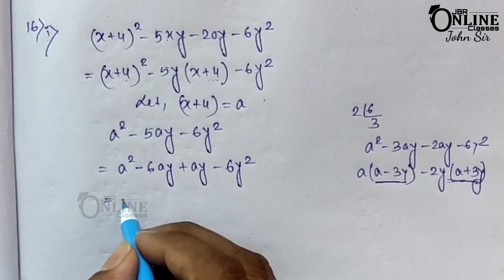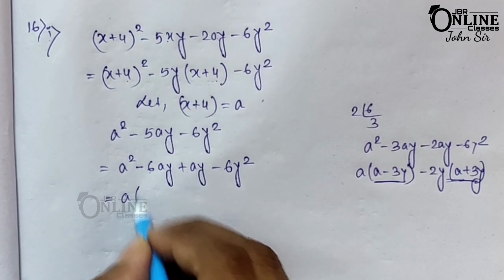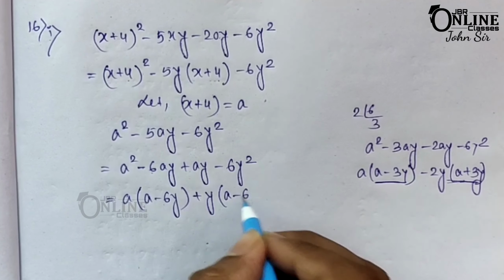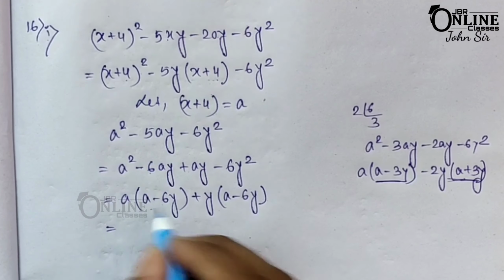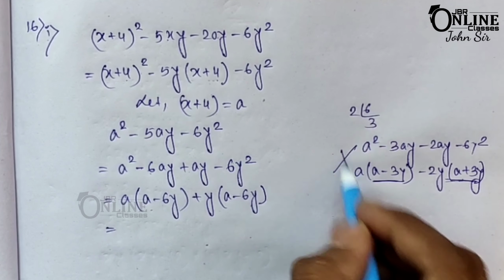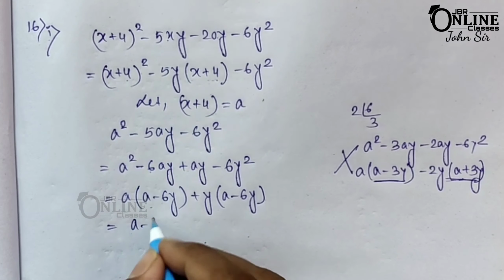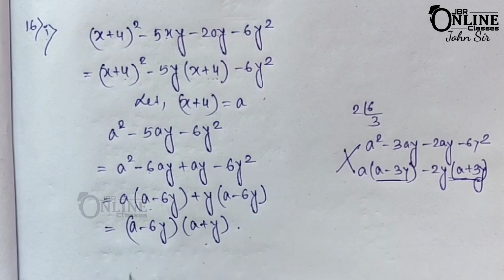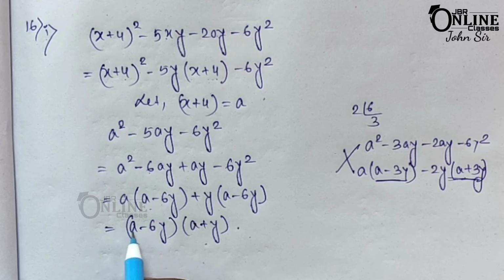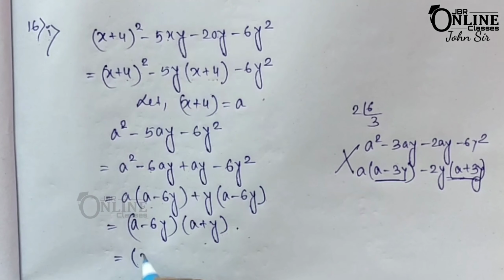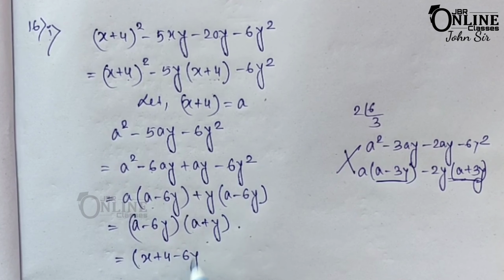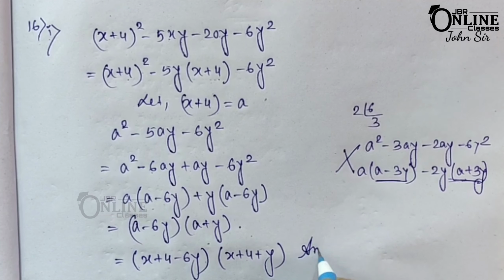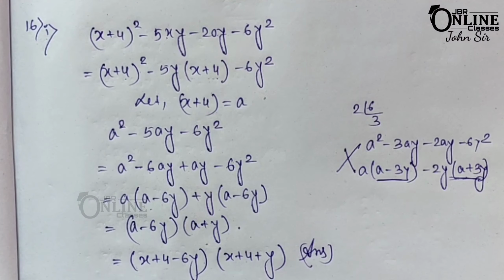Okay, so from the first two terms the common will be a, so a minus 6y. Next two terms, y, so a minus 6y. So here these two terms are identically the same, so this is wrong and this one is right. So a minus 6y and here a plus y. Now just put down the value of a. So a means x plus 4, so x plus 4 minus 6y, and here x plus 4 plus y. That is your final answer.